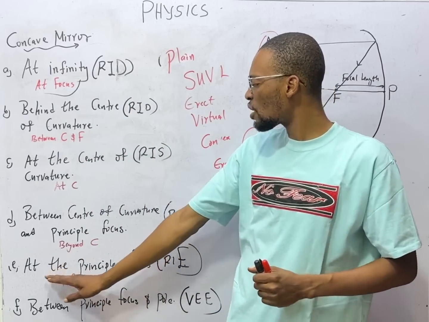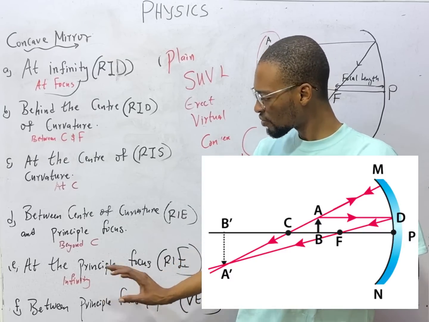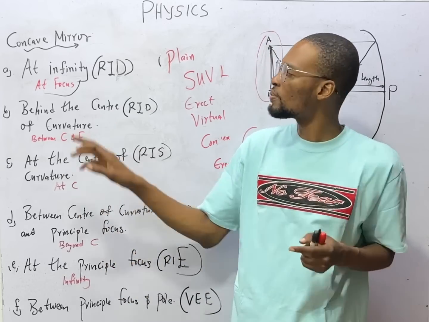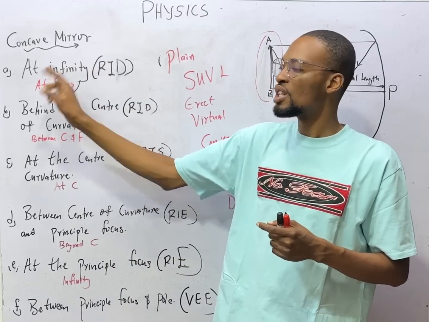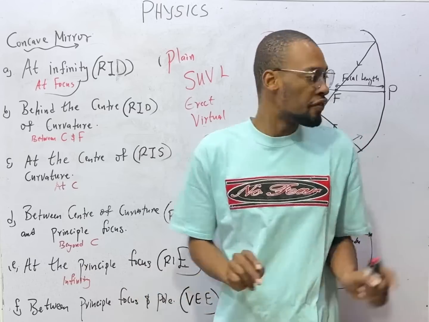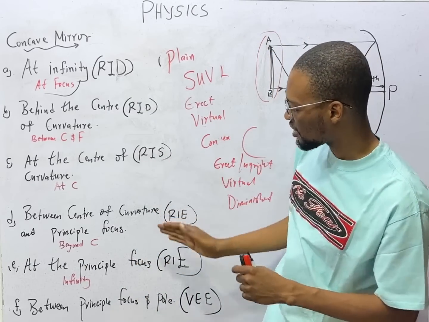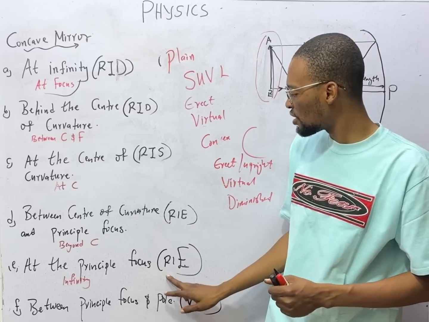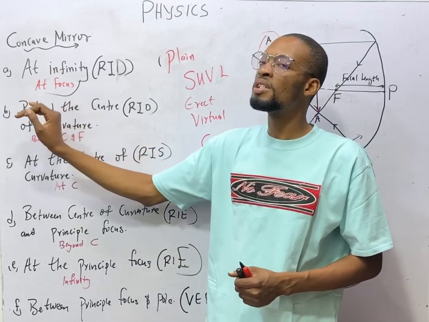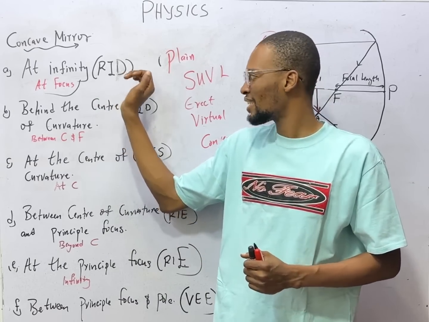And when you place objects at the principal focus, the image will be formed at infinity. This is another vice versa rule or vice versa process. When you place an object at infinity, the image will be formed at the focus. Now, when you place an object at the focus, which is here, the image will be formed at infinity, straight here. And the property of the image is real, inverted, and enlarged. If you place an object at infinity, the image is formed at the focus. And the property of that image is real, inverted, and diminished.